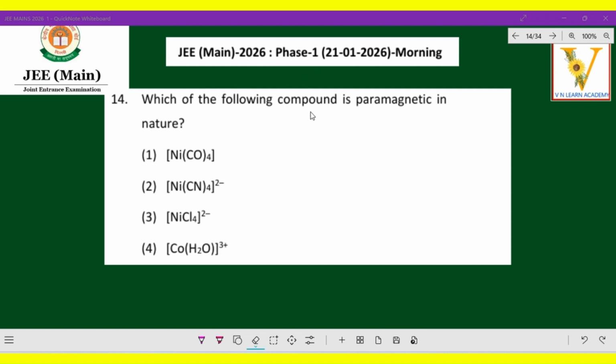Now, which of the following compounds is paramagnetic in nature? Actually, this question is very interesting. Ni(CO)4, [Ni(CN)4]2-, [NiCl4]2-, and [Co(H2O)6]3+.